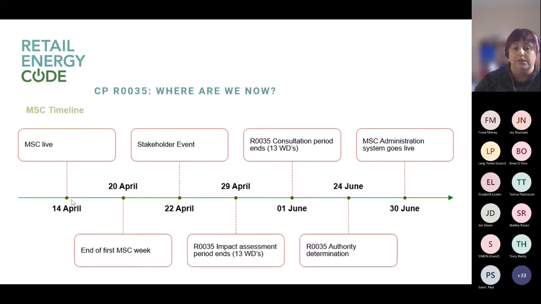From an approval perspective for R35, we are looking for Ofgem, the authority, to make that determination on the 24th of June. And then we're looking for the new arrangements under change proposal R35 to go live on the 30th of June, when the administration systems will be in place and the legal text changes will be implemented. That's the point from which any invoice would then be produced.